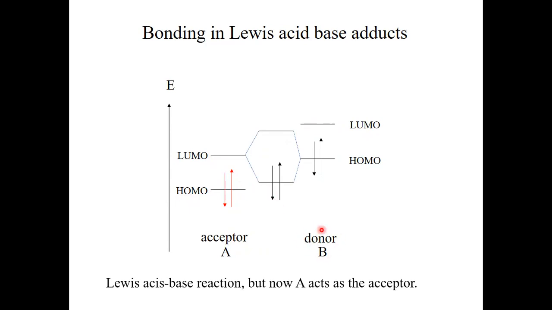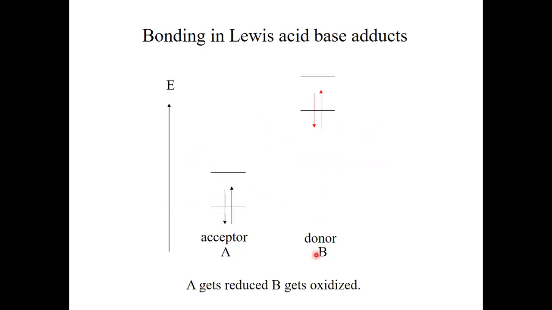Okay. So if you move the orbitals of B even higher, then eventually again the HOMO of B will be so much higher in energy than the LUMO of A that the electrons here will be completely transferred to A, and so A gets reduced and B gets oxidized. We're not getting a Lewis acid-base reaction anymore, but we're getting a redox reaction. So A gets reduced and B gets oxidized. Okay, then let us stop at this point.